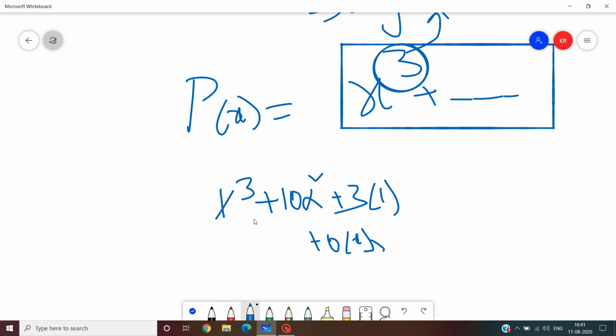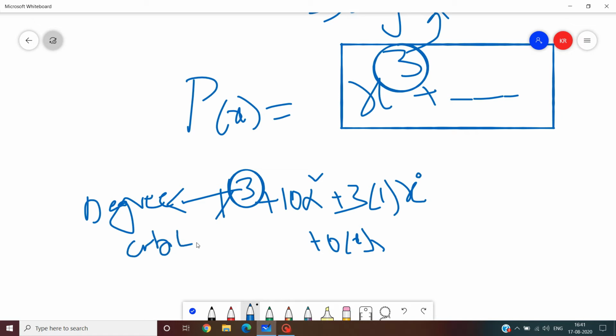Next this will be 10 into x square and plus x cube. So 1 we can write as x power 0, right? You know that anything power 0 is 1. So from all of these unknown terms we have the highest power 3. So 3 will be the degree of the polynomial. When the degree of the polynomial is 3, it is called a cubic equation.